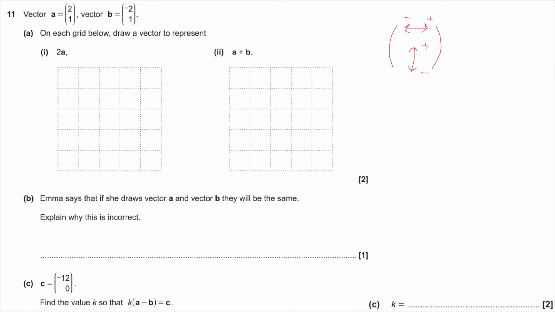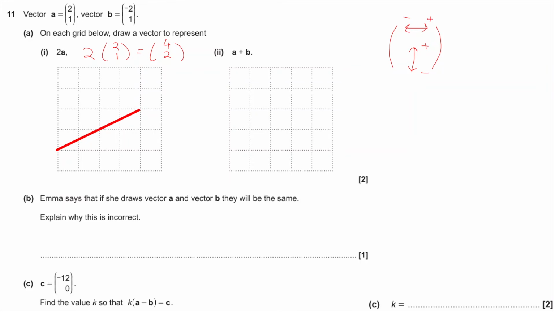So on the grid below, draw a vector to represent 2 lots of vector A. It's saying you've got 2 lots of the vector 2, 1. So 2 times 2 gives you 4, and 2 times 1 gives you 2. You've got to draw this on here. They're both positive, so you can start anywhere on the grid. From any point, you go 1, 2, 3, 4 across, up by 2, 1, and then 2. Okay, that is your vector.